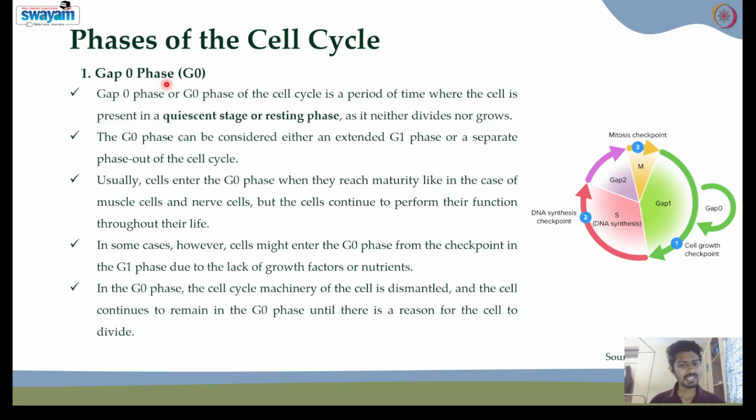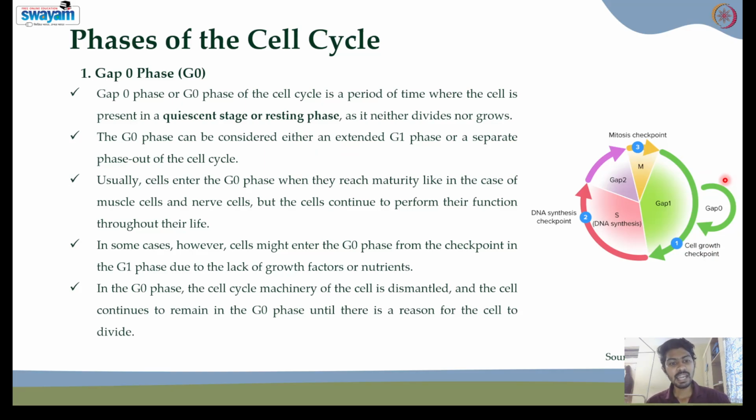So what do we mean by resting phase? Here the cell neither divides nor grows, but the cells are metabolically active, though they do not perform any function. They just stay in the resting phase. So we call this resting period the G0 phase. It can be considered as an extended G1 phase or as a separate phase outside of the cell cycle.